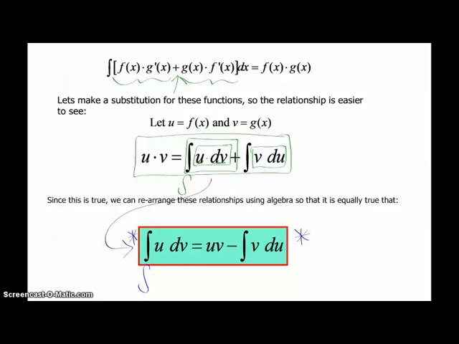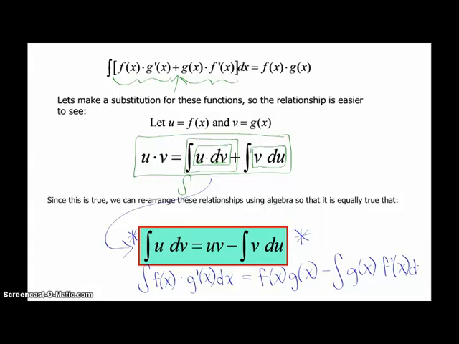If we called u function f, this is saying if I have f times the derivative of another function that has no relationship with f, we'll call that the derivative of g, that has to equal f of x times g of x minus the integral of g of x times f prime of x. Now, all of that followed from our product rule for derivatives. Hopefully you see that's where that comes from.